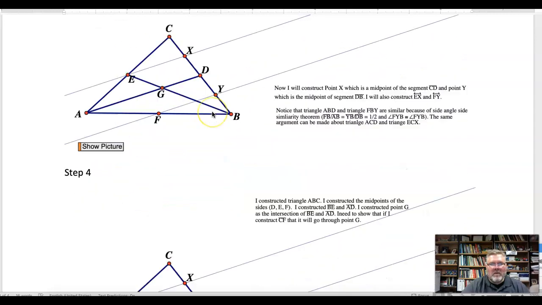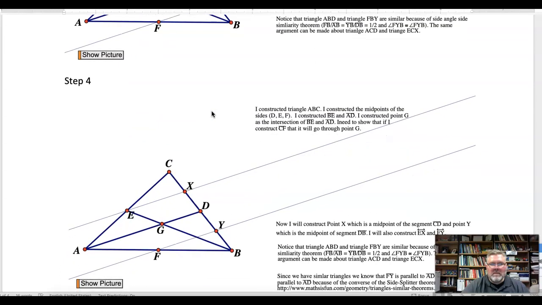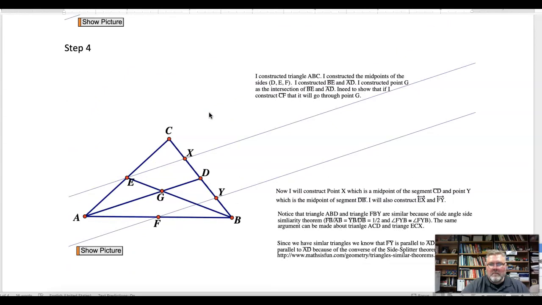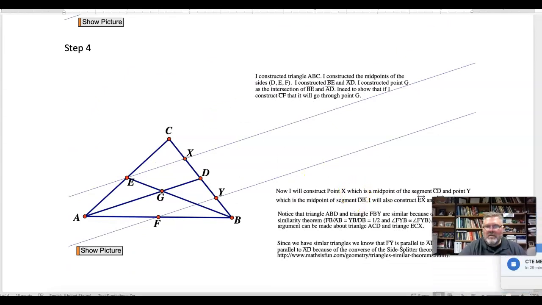Let's go to step 4. In step 4, where are we at? Okay. Notice my picture's in the way.